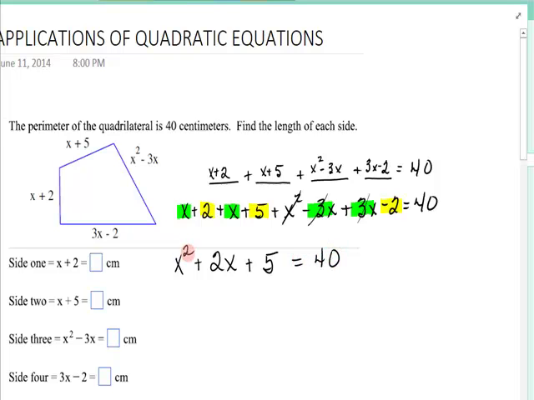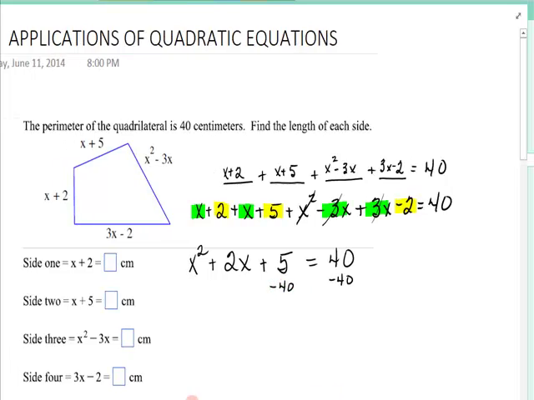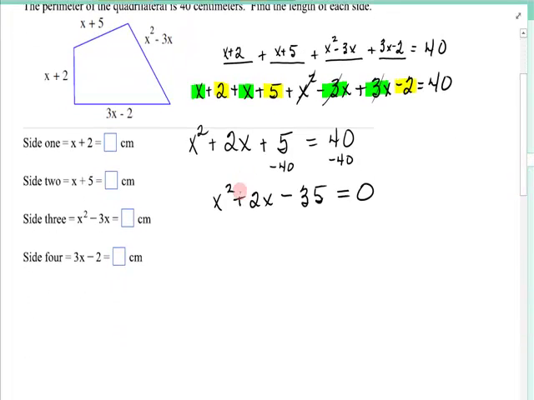This is a quadratic equation. It is not equal to 0 yet. I need to subtract 40, or some people might say move it to the other side. And I have x squared plus 2x minus 35 is equal to 0. Now I need to use my factoring skills to see if I can factor this. Is there a greatest common factor in all those terms? No. This is a trinomial, so trial and error. Last sign is negative. That means one of each.